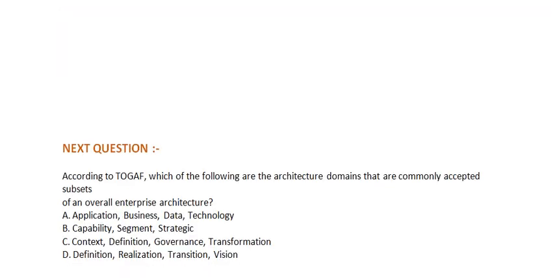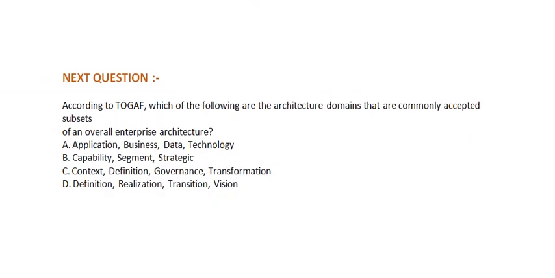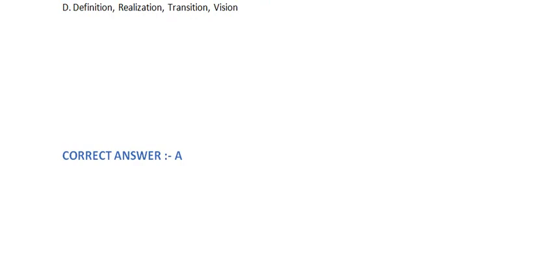Next question is, according to TOGAF, which of the following are the architecture domains that are commonly accepted subsets of an overall enterprise architecture? Option A, application, business, data, technology. Option B, capability, segment, strategic. Option C, context, definition, governance, transformation. Option D, definition, realization, transition, vision. The correct answer is option A.